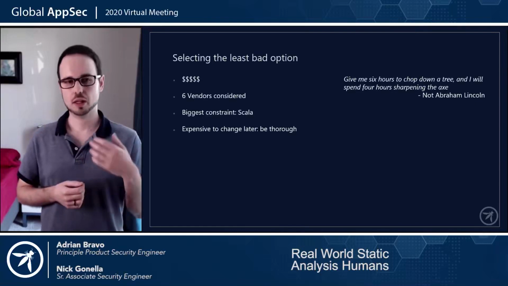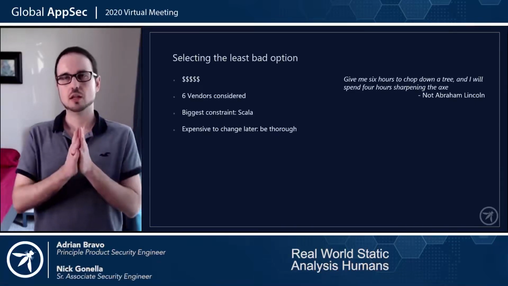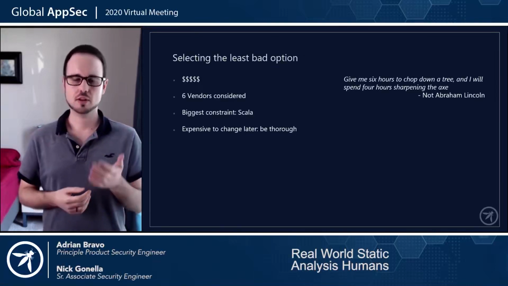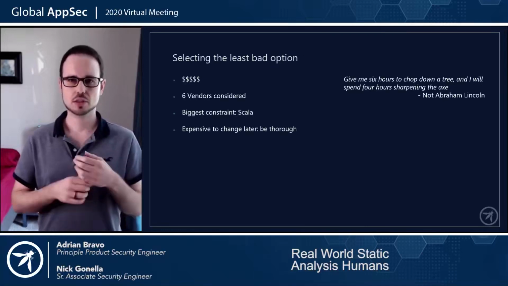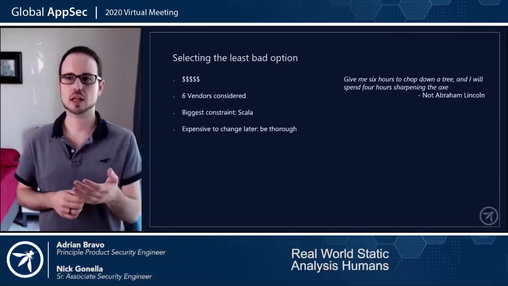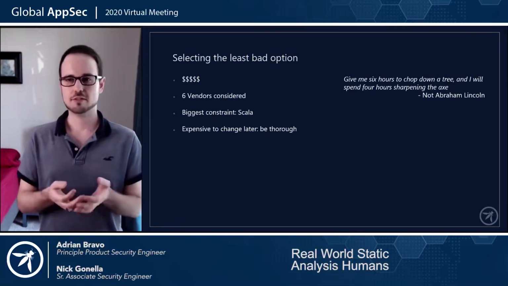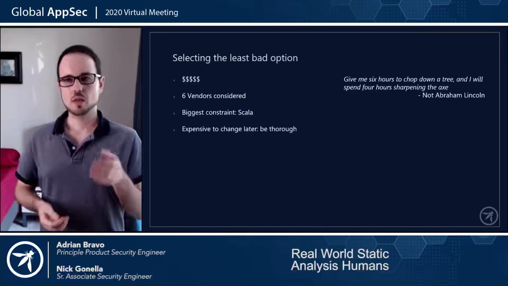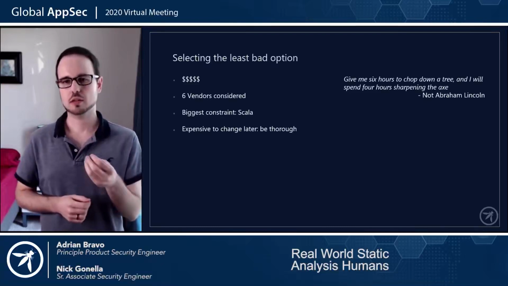So we ended up considering 6 vendors for this evaluation. Our biggest constraint getting into this was the fact that we needed the vendor to support Scala, because Scala is the second most used language at Workday. So that ruled out a lot of the potential candidates for evaluation, right? I understand that that's probably not the case for most of you in the audience, so you will have more options to choose at this stage. We unfortunately didn't.